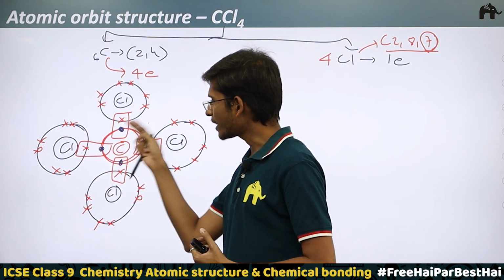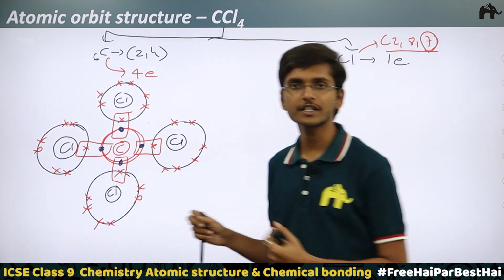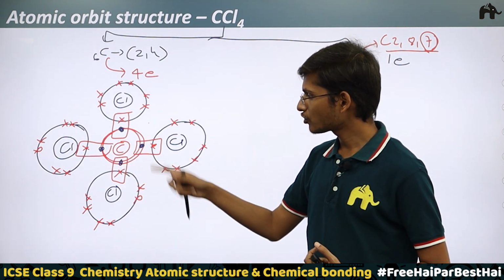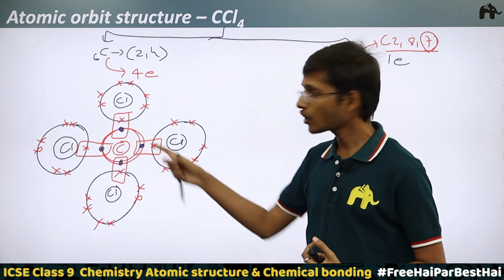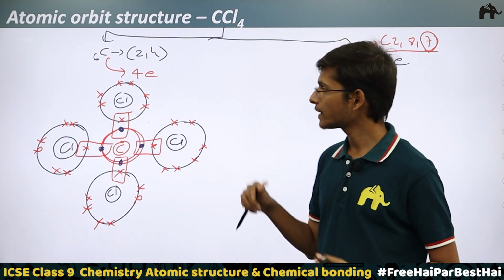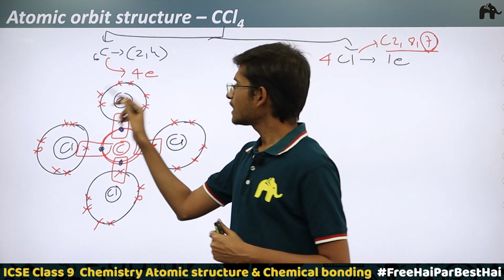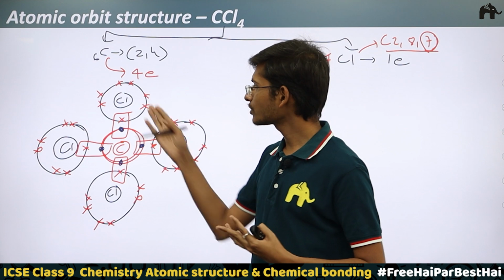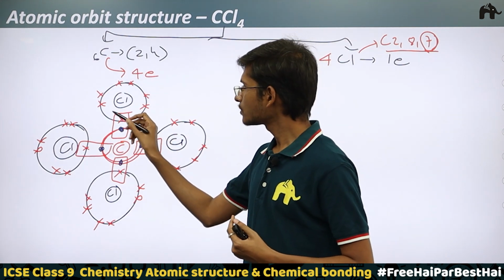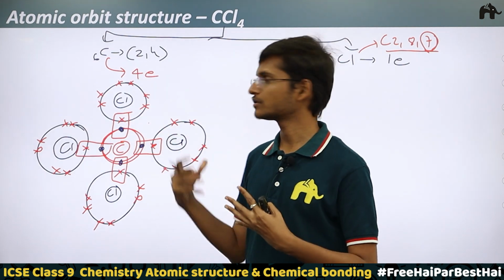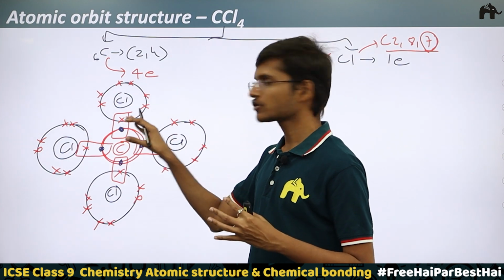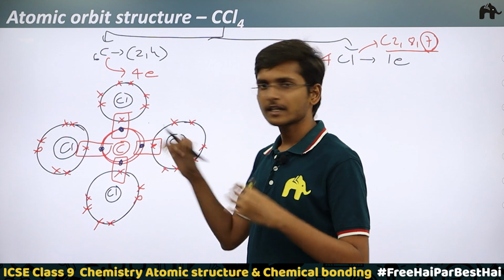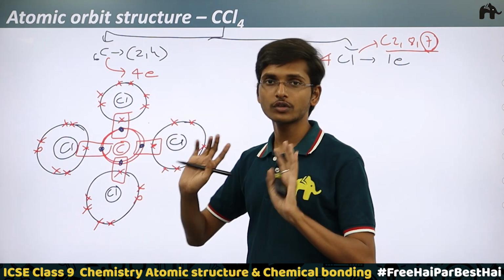In the same manner, all the 3 pairs are also getting shared. This is carbon's electron, chlorine's electron, carbon's electron, chlorine's electron. Now what would happen? See, these are 6 electrons. Shared electrons are also counted now for the chlorine, so it also has influence on that shared electron as if it's its own electron. So we can now count this shared electron as chlorine's own electron.